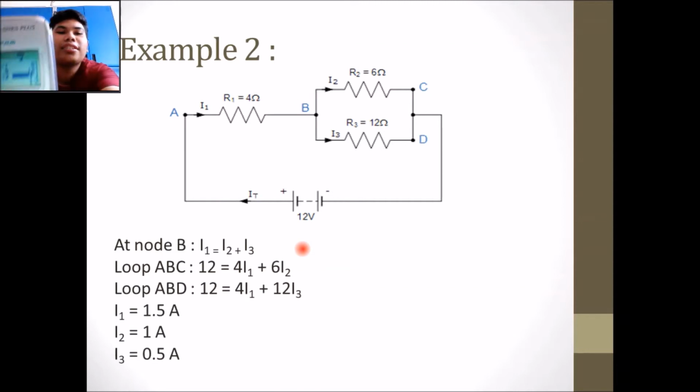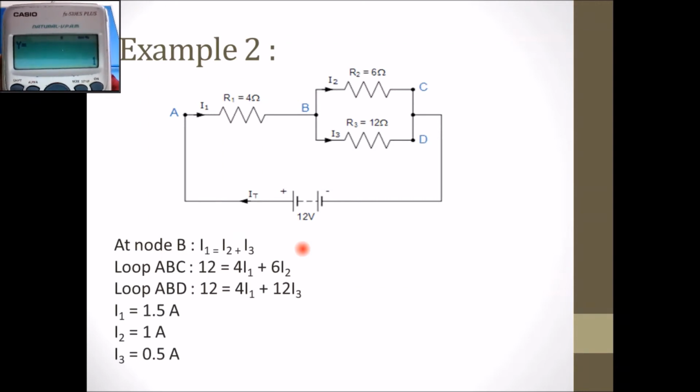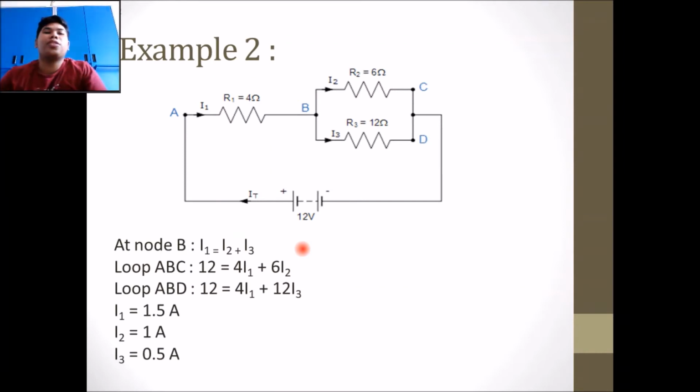So we will get the answer for the I1 is 1.5 ampere, for the I2 we get 1 ampere, and for the I3 we will get 0.5 ampere. So I think that's all for example 2.